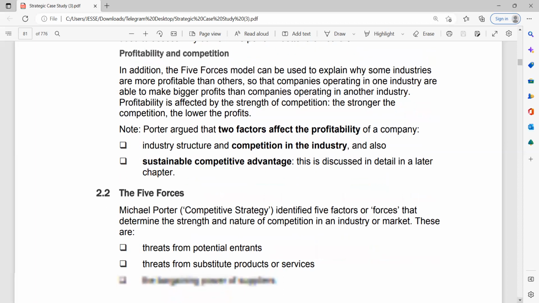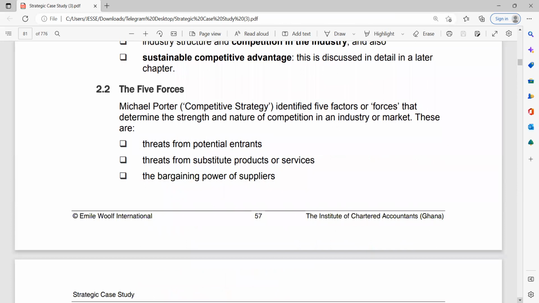Now let's move on to the 5 forces. Michael Porter identified 5 forces that determine the strength and the nature of competition in the market. Take note of the 2 words, the strength and the nature of competition in the market or in the industry. We said that the Porter's 5 forces model looks at competition from an industry perspective or a market perspective, not an individual company perspective.